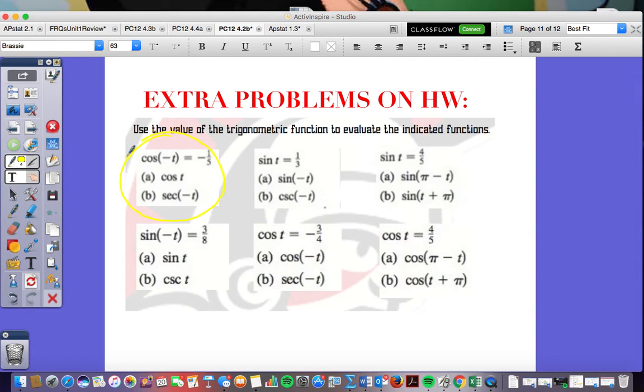Better? Okay. It's tough. It's a little tough, a little abstract. What about secant of negative t? What would that be? Exactly, which would be what? Negative 5. Good. Because the sign will stay the same when we flip it, right? If you find cosine of negative t, secant of negative t would be the same sign, just the reciprocal of that. Okay? All right? Questions?